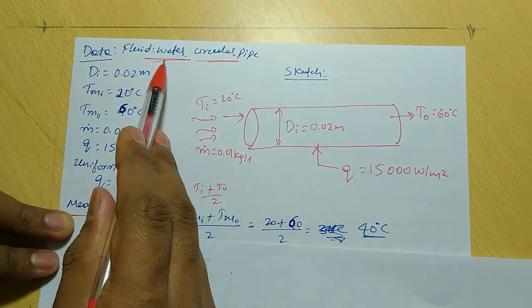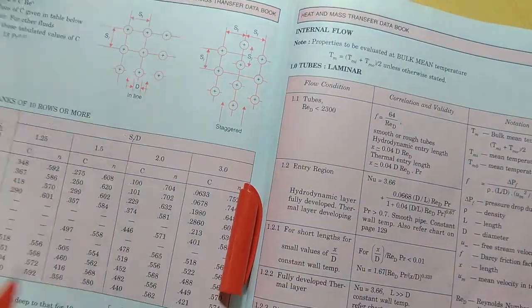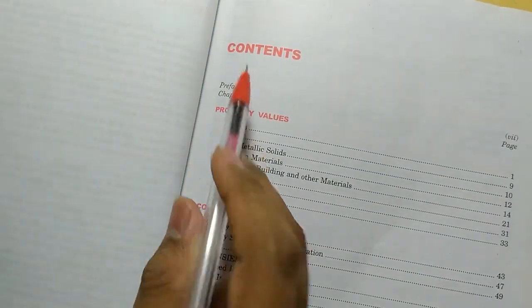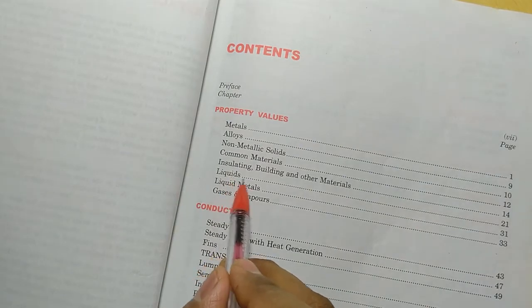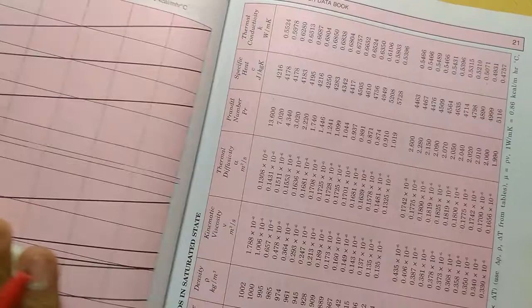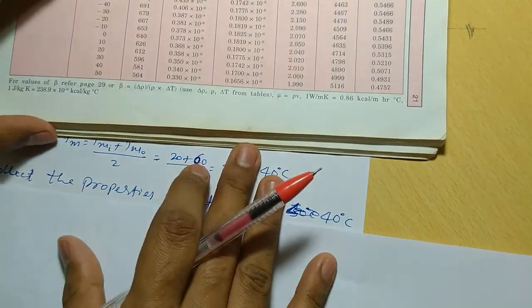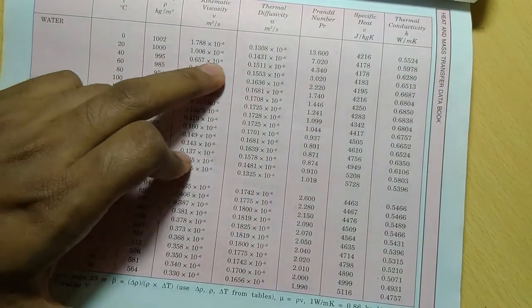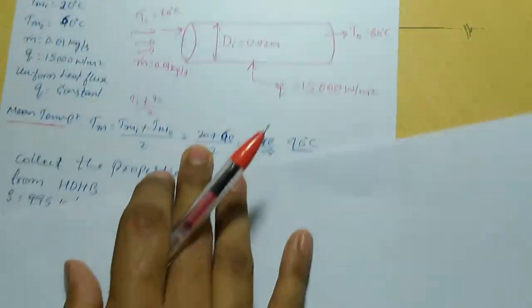Here the given fluid is water. I already showed that one, but once again I will show it here. Property values, go to the contents. Here you have to choose water as a liquid, not a gas. Water is a liquid, so go to page number 21. Here at 40 degrees centigrade you collect all the properties, whatever is mentioned here, and write them down.